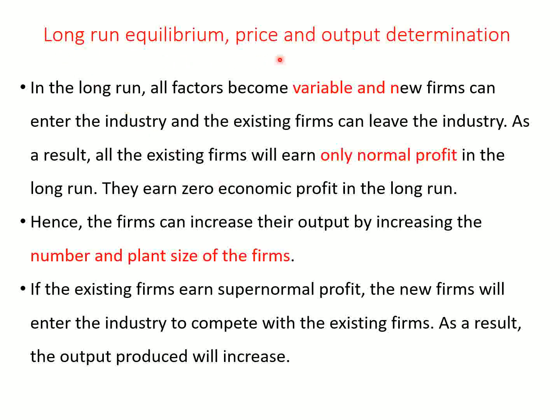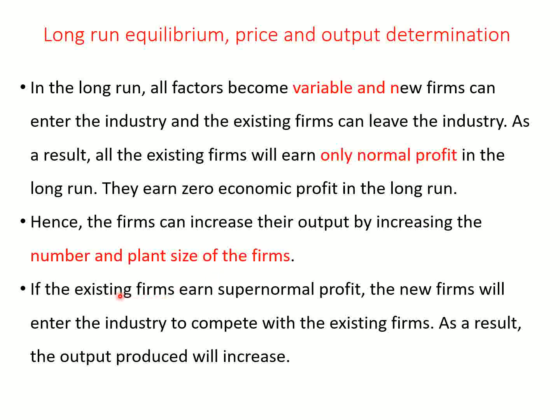Let's look at the long-run equilibrium price and output determination. In the long run, all factors become variable, and new firms can enter the industry and existing firms can leave the industry. As a result, all the existing firms will earn only normal profit in the long run. They earn zero economic profit, or normal profit, in the long run. Hence, the firms can increase their output by increasing the number and the plant size of the firm, because the firm can get adequate time to adjust their capacity.